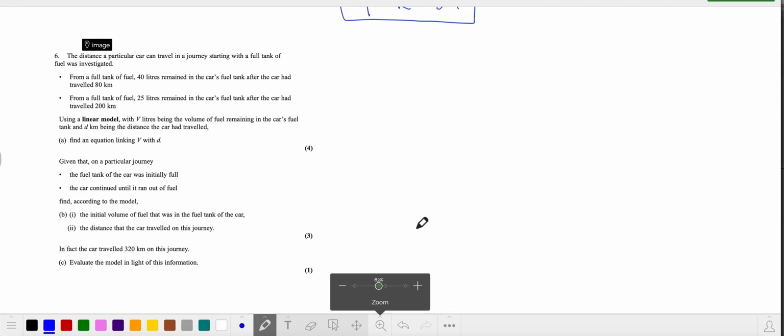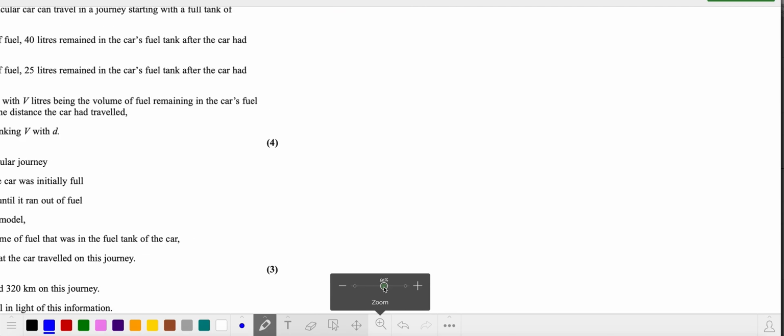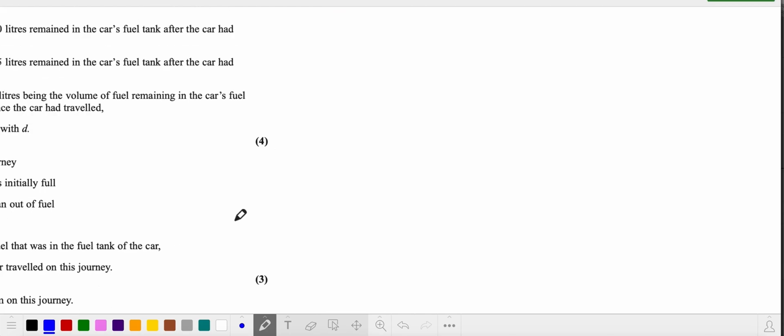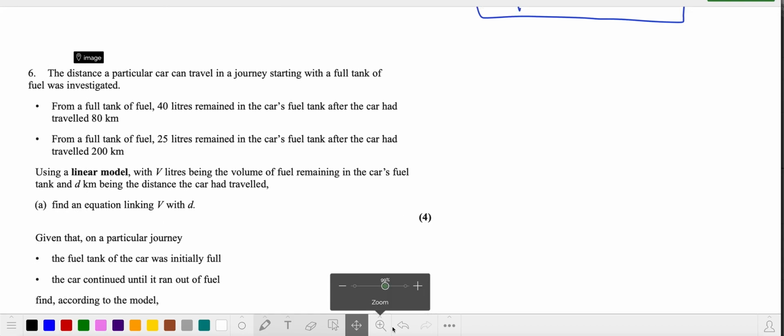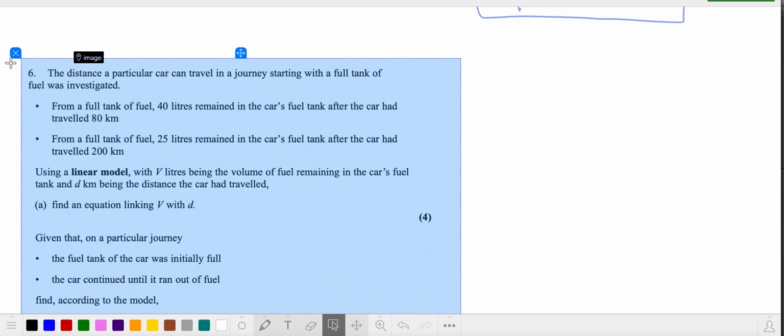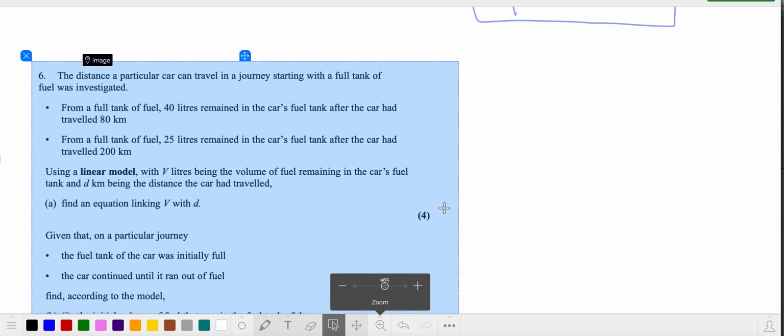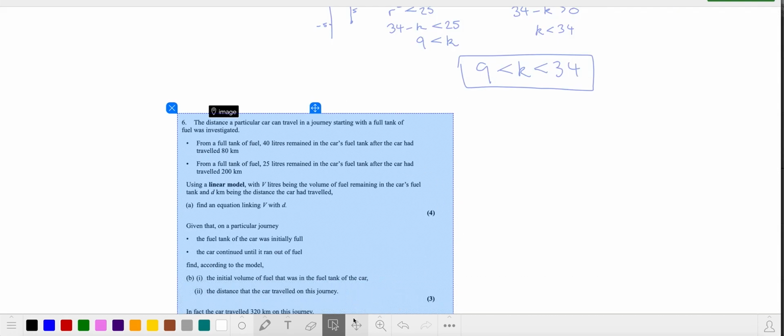Question 6. Zoom to 100%. That's a bit big. Right, okay, let's shrink that down. Oh, I can't. I'll just zoom out. Never mind.